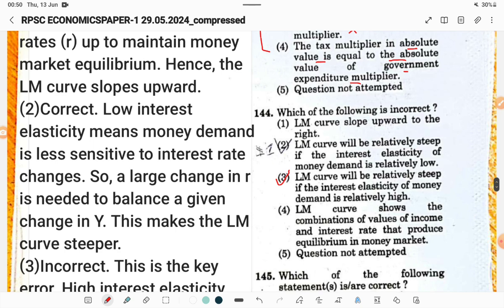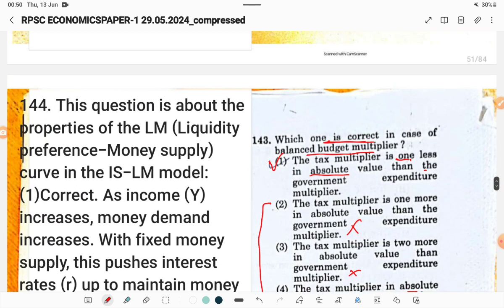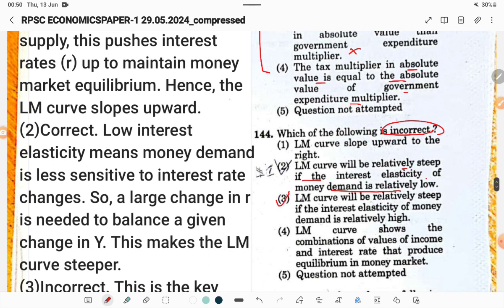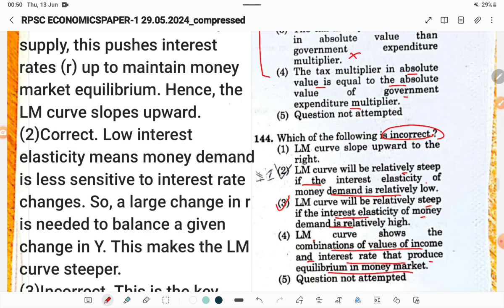Now the 144 question, which of the following is incorrect? The LM curve slopes upward to the right. The LM curve will be relatively steep if the interest elasticity of money demand is relatively low. The LM curve will be relatively steep if the interest elasticity of money demand is relatively high. And the LM curve shows the combinations of value of income and interest rate that produce equilibrium in the money market.